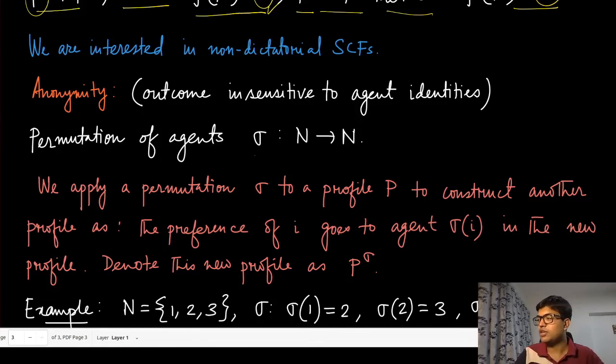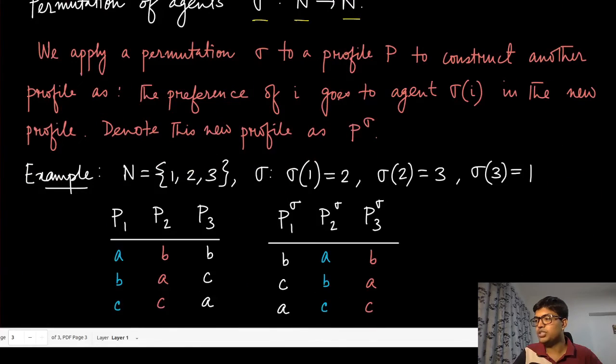So for anonymity we'll have to define something called a permutation of the agents. So let's look at sigma, which is picking one of these agents and possibly renaming the same agent with a different name. So maybe agent 1 is now called agent 3, agent 2 is called agent 1, and so on. Now we are going to apply a permutation sigma to a preference profile P to construct another profile. Now how is this permutation done? The preference of I goes to the agent sigma of I, which is the transformed version of that agent in this new profile, and we are going to denote this new profile as P superscript sigma.